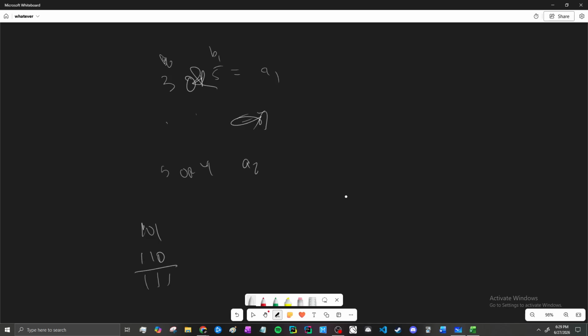Okay, so what are they saying? 3 and 5 should be A1. This is B, not B1, and this is 7. Or, this is or. Now the same thing they're saying for A2: 5 or 4. And by the way, it shows 5 here, but 5 is 101, 4 is 1 1. Sorry, 1 here is 0 0. This is simply 1 1 1.